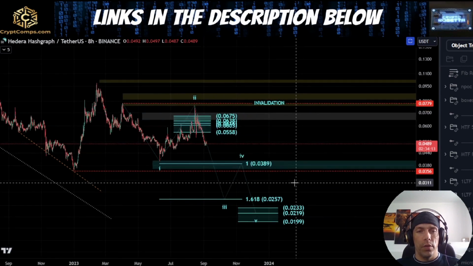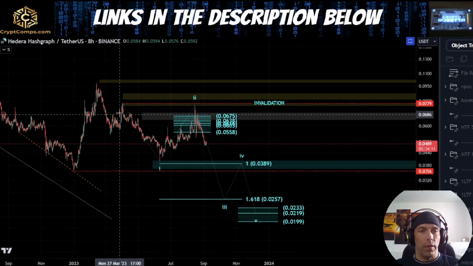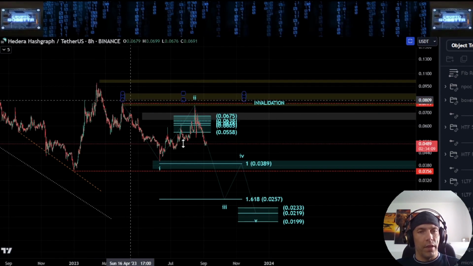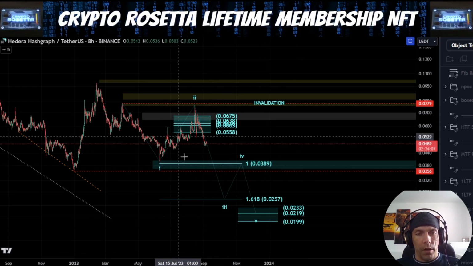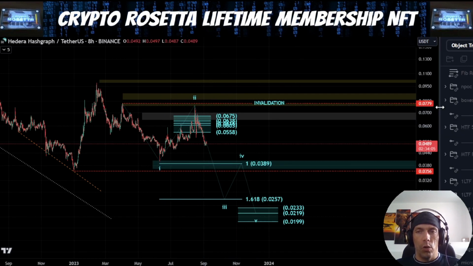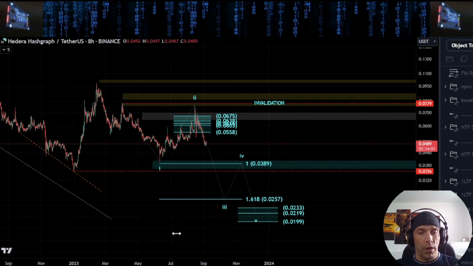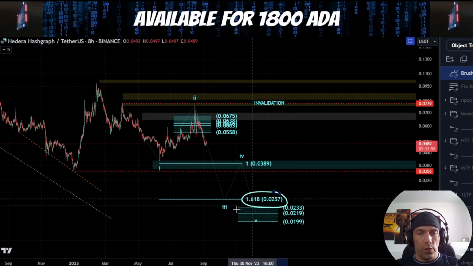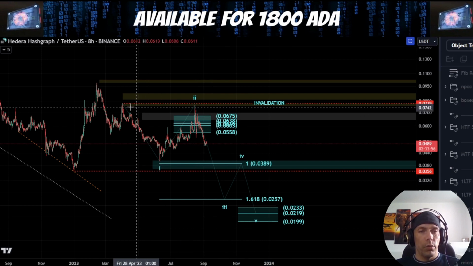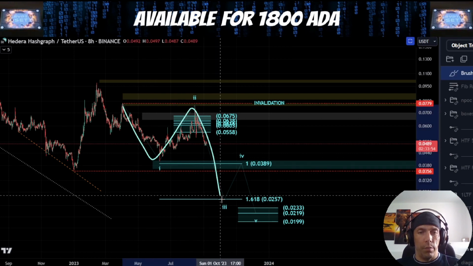Now, the only problem with this is that this wave 2 would be bigger than the previous wave 2. So this makes it less likely already. But what I'm looking out for here is that if we do continue to hold below this 0779 and we continue to form impulsive structure down, if we do move down towards the 0257 region, this would then make this count a viable count here.